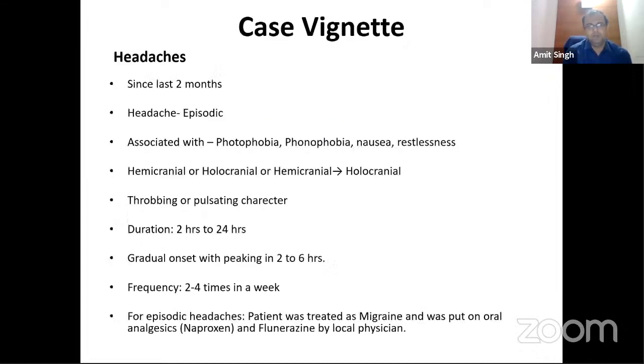So first coming to the headaches, which he was suffering from last 2 months, these headaches were episodic, associated with photophobia, phonophobia, nausea, and restlessness. The headaches were hemicranial or holocranial, sometimes hemicranial at the start and then becoming holocranial. Throbbing or pulsating in character. The headaches were of duration 2 hours to up to 24 hours with gradual onset and peaking from 2 hours to up to 6 hours, and in the frequency of 2 to 4 times in a week.